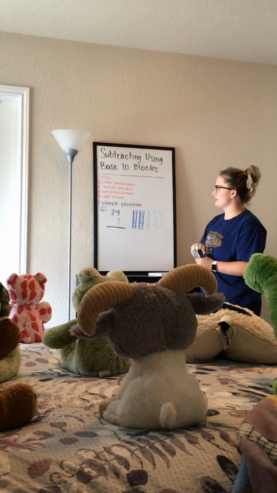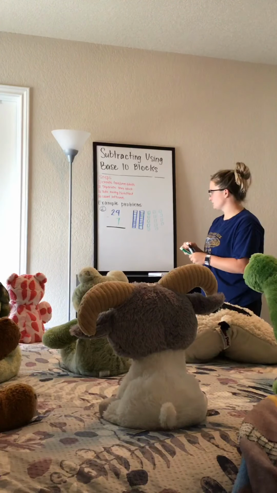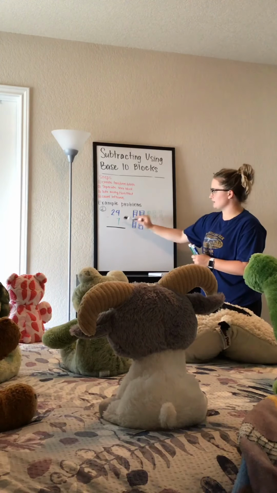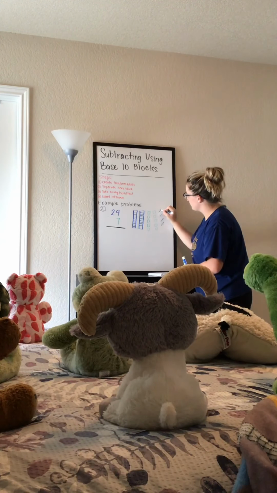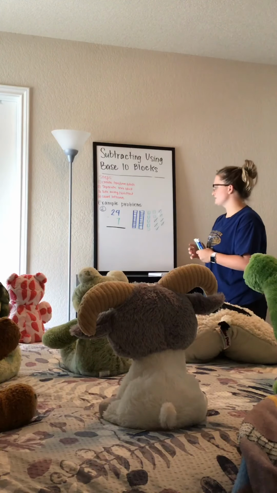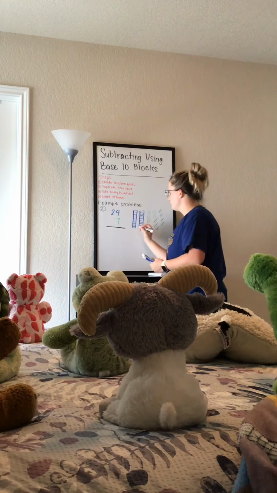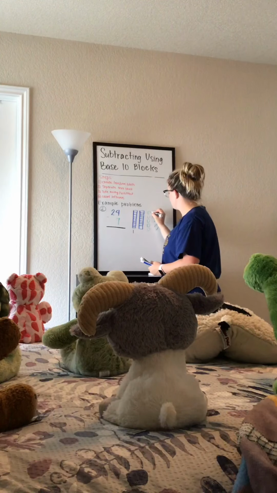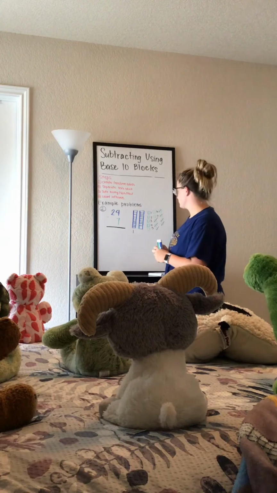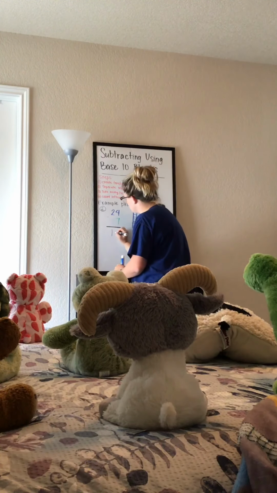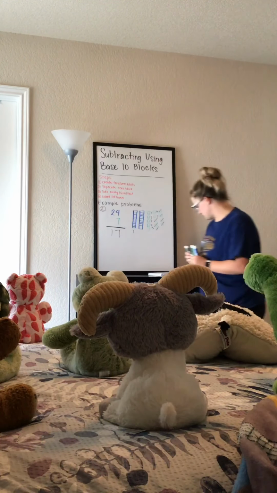Our next step is to take away or subtract. So we're going to take away 7 of the one blocks. 1, 2, 3, 4, 5, 6, 7. Our next step is to count the leftovers. So we have 1 tens block, 1, 2, 3, 4, 5, 6, 7 ones blocks. So our answer is going to be 17.